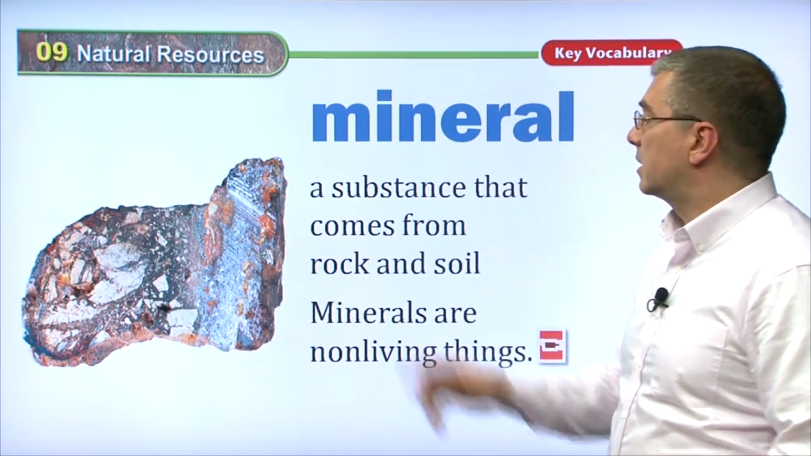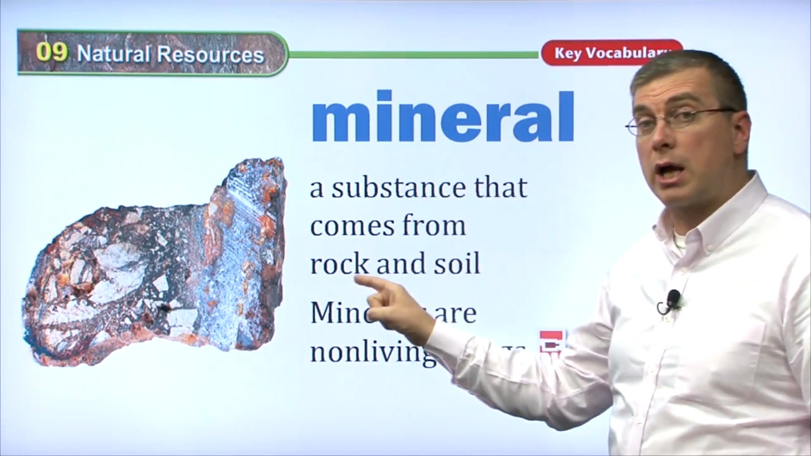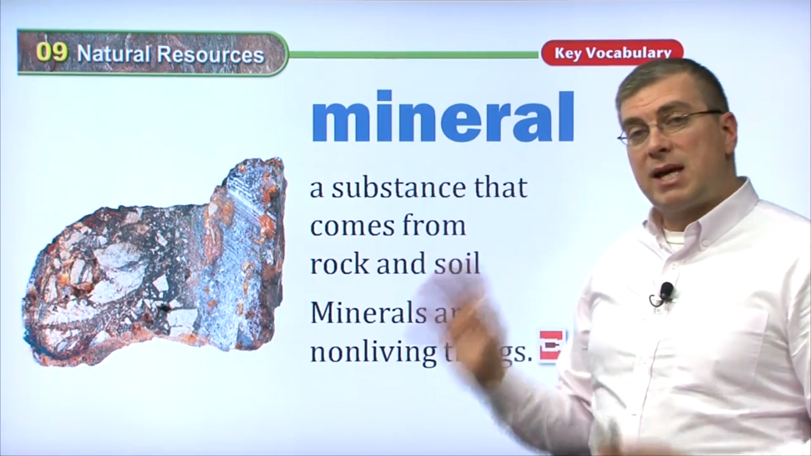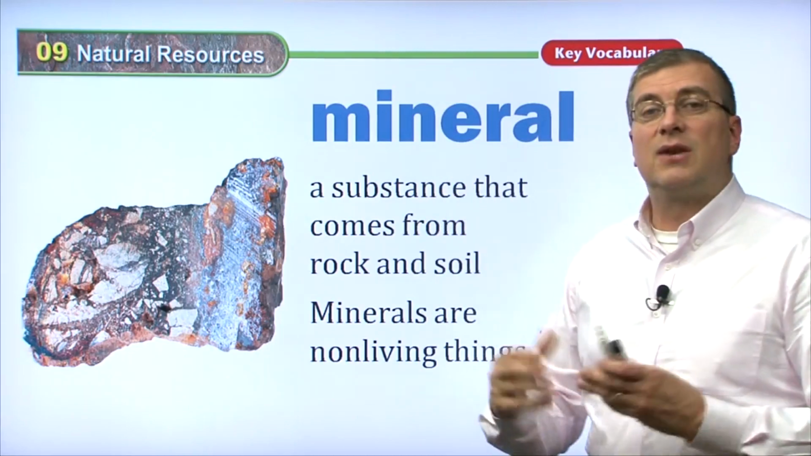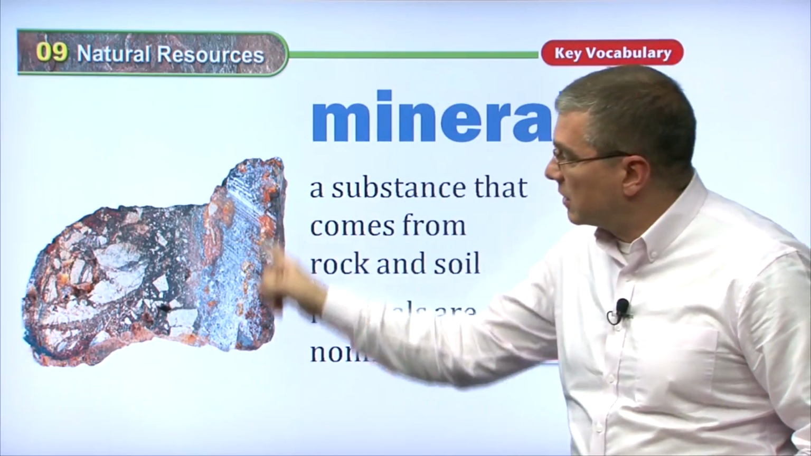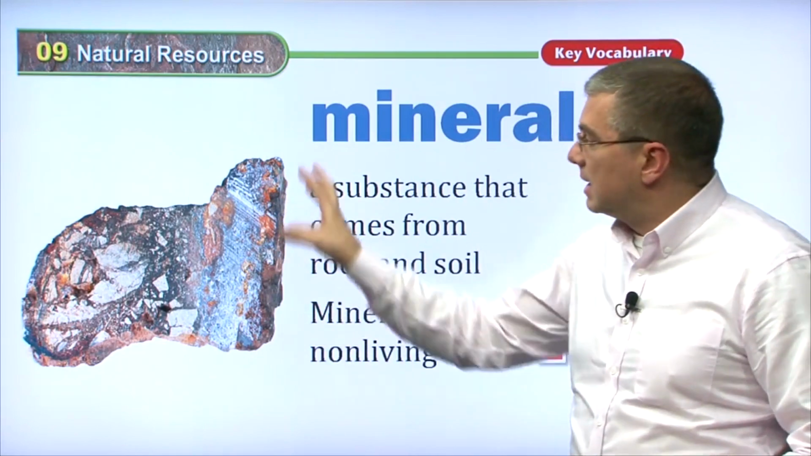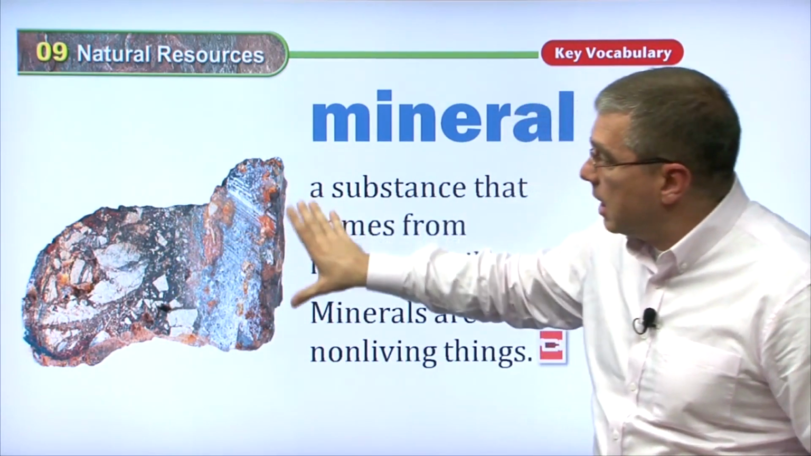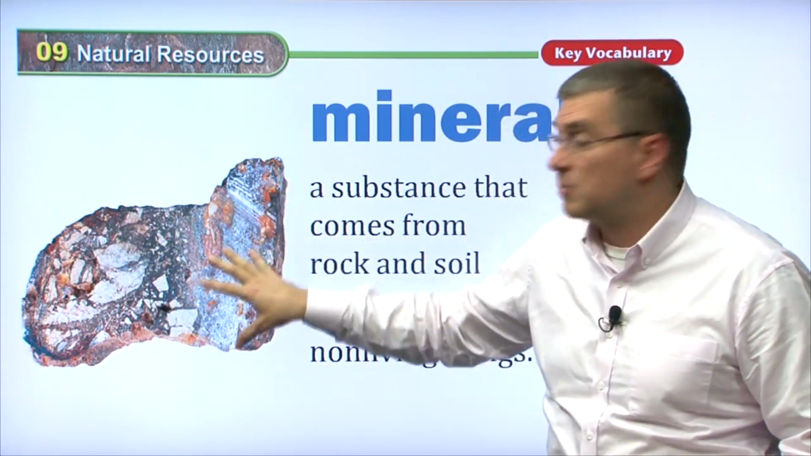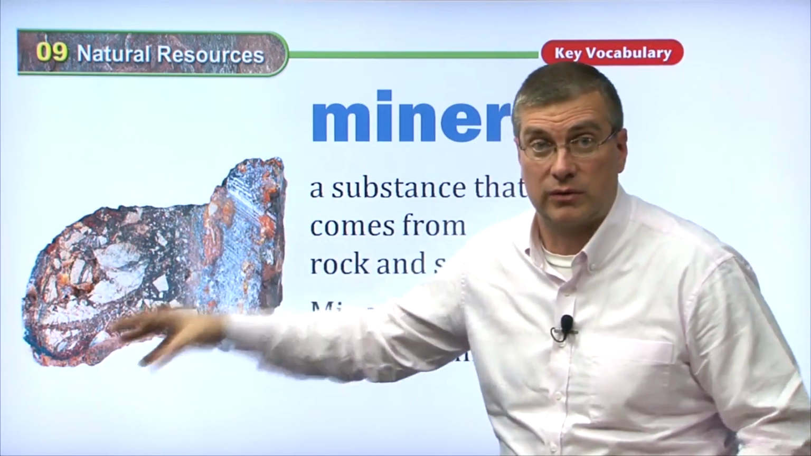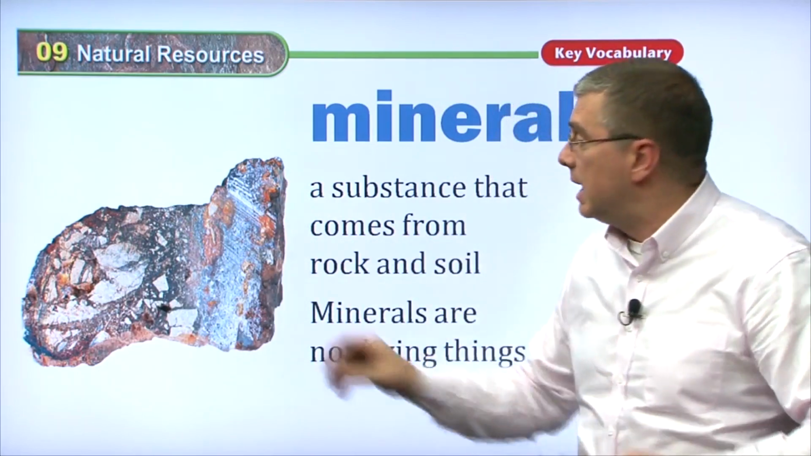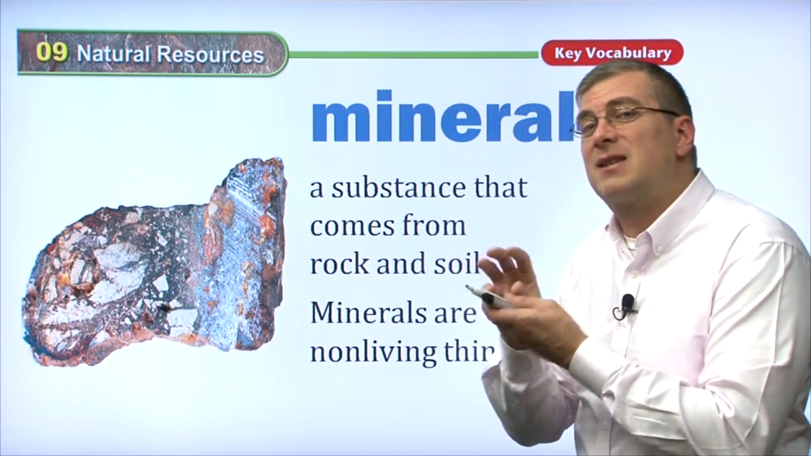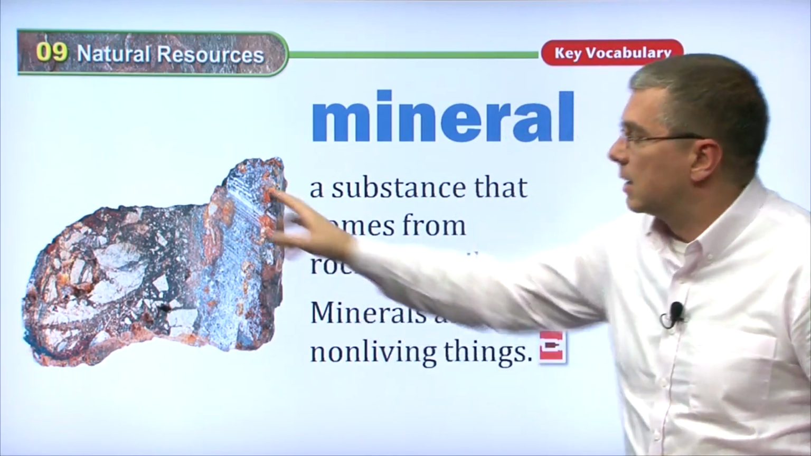A mineral is basically a substance that comes from rock and soil. Minerals are non-living things, but be careful. A mineral is different from a rock. A mineral is a certain type of chemical element that comes all together in rock. Okay, now this is a rock, right? A rock is not a mineral. A rock is made up of different kinds of minerals, all clumped together. That's a rock. If we take that mineral apart and we just have the one mineral, then we call that the mineral. Okay, so it's interesting that a rock is not a mineral.